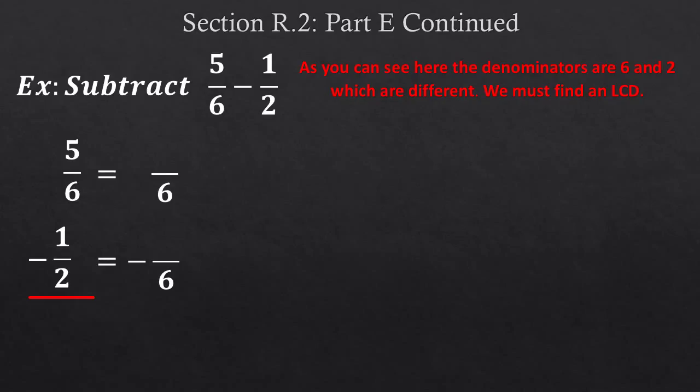So let's do 6 into 6 goes 1. 1 times 5 is 5. 2 into 6 is 3. 3 times 1 is 3. Our new equivalent fractions are 5 over 6 and a negative 3 over 6. Unlike signs, subtract 3 from 5, which is 2. So we get 2 over 6. However, 2 over 6 reduces down by 2 to be 1 over 3.